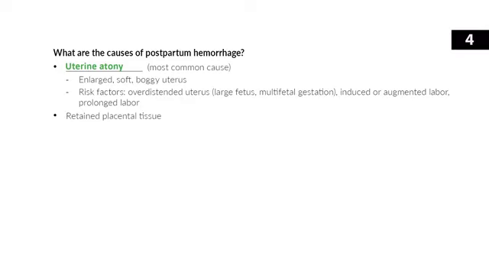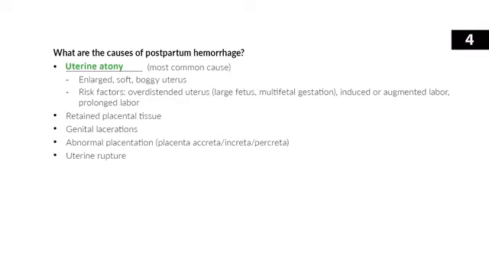The retained tissue prevents the myometrium from contracting down. Genital lacerations are a common cause. We mentioned that placenta accreta, increta, and percreta can present as excessive bleeding at delivery. And uterine rupture is a rare but potentially very serious cause.